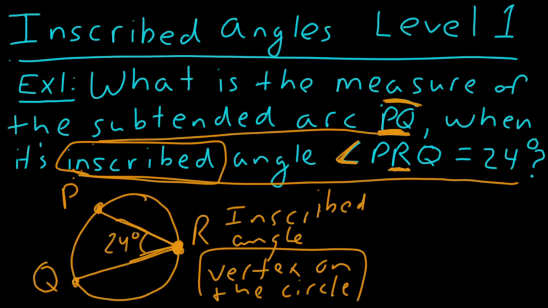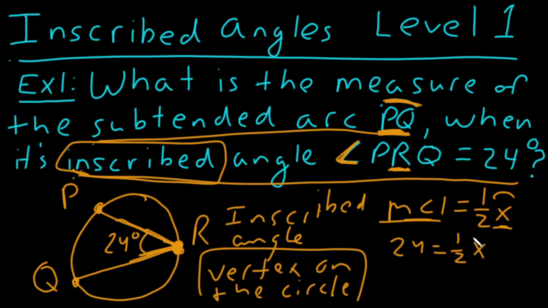And now if you look on your formula chart, you'll see this formula. The measure of angle 1 is equal to 1/2 x. And remember, I always want you to make this switch once you put an arc over the x. Now you're asking yourself, do we know the angle or do we know the arc? Well, once again, in this case, we do know the angle, so I'll write 24 is equal to 1/2 arc x. And how do we get rid of 1/2? What's our trick? Well, we always multiply by 2.